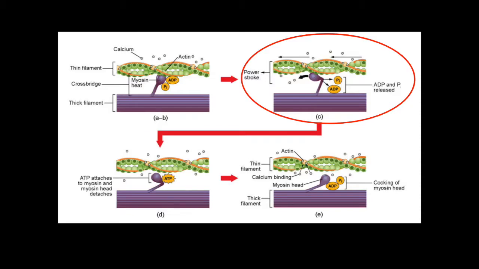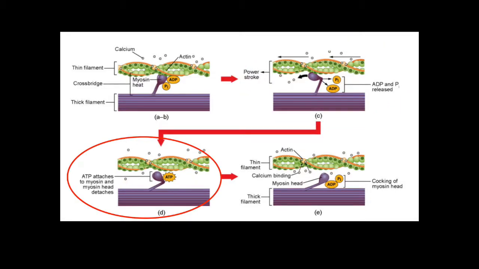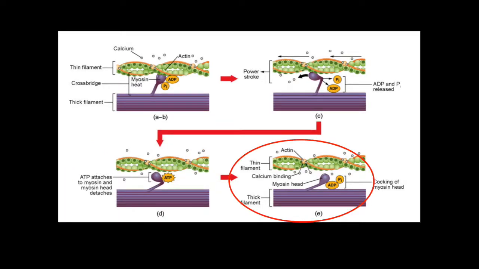This continues to cycle as long as there is an acceptable amount of calcium and ATP available. When ATP attaches to the head of myosin, it can no longer attach to actin. The cross bridges break and the muscle relaxes.